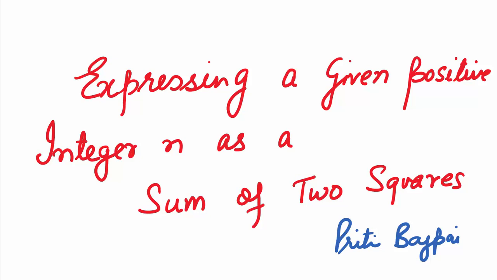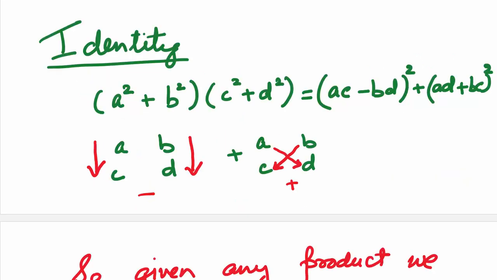Hi everyone, welcome back. In today's video, we are going to learn how to express a given positive integer n as a sum of two squares, if it is expressible. In the previous video, you saw which integers can be expressed as a sum of two squares. Here, we will now try to write such an integer as a sum of two squares.